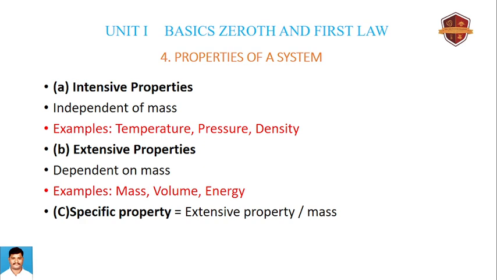What is enthalpy? Enthalpy is a thermodynamic property of a system defined as the sum of internal energy and the product of pressure and volume. H equals U plus PV. H means enthalpy, U means internal energy, P means pressure, and V is volume. Entropy is the measure of the degree of disorder or randomness in a system.